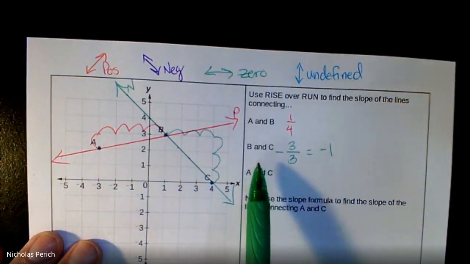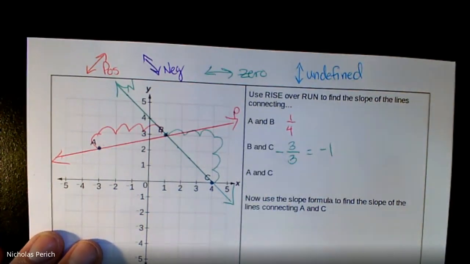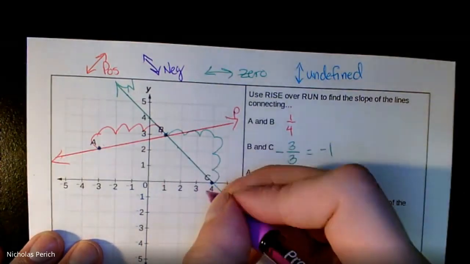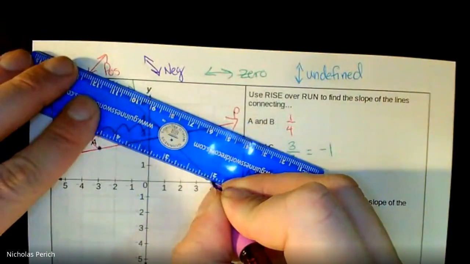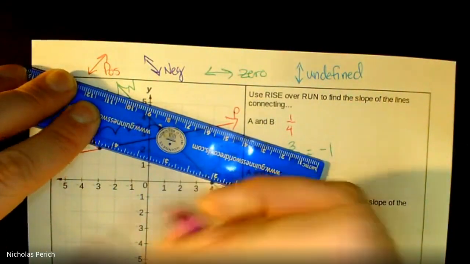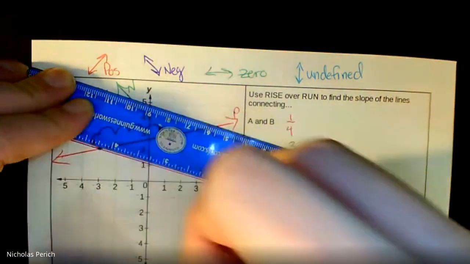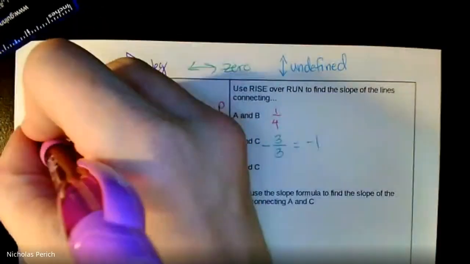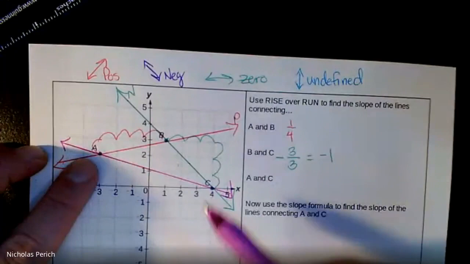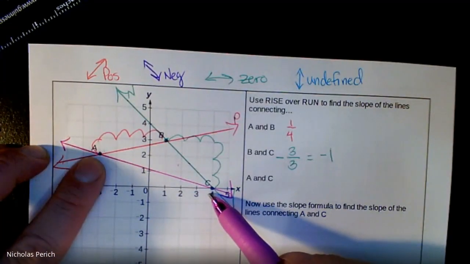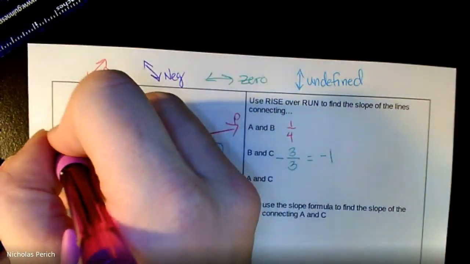Now I have to do A and C. So I'm going to get my ruler. I'm going to draw a line connecting A and C. Step 1 is I identify 2 points. There they are, 2 points right there. Second thing, I determine if it's positive or negative.